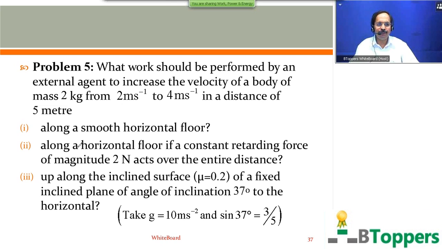There are three parts in the question. First part: along a smooth horizontal floor. Second part: along a horizontal floor, if a constant retarding force of magnitude 2 Newton acts for the entire distance. Third part: up along the inclined surface, mu equal to 0.2. That means the coefficient of friction between the body and the inclined surface is 0.2, of a fixed inclined plane of angle of inclination 37 degrees to the horizontal. Take g equal to 10 meter per second square and sine 37 degrees equal to 3 by 5.